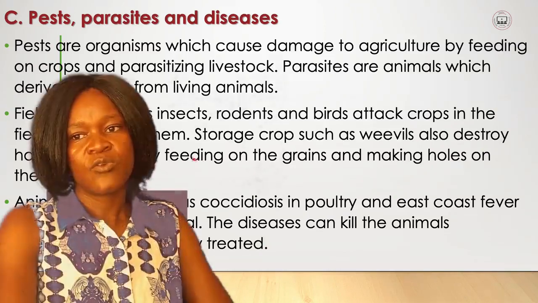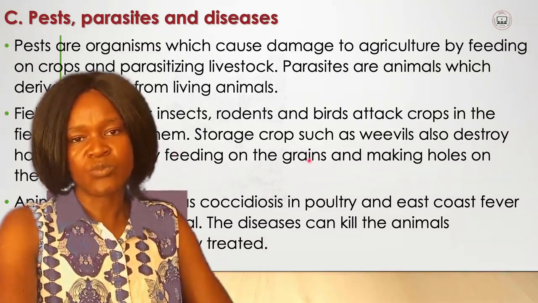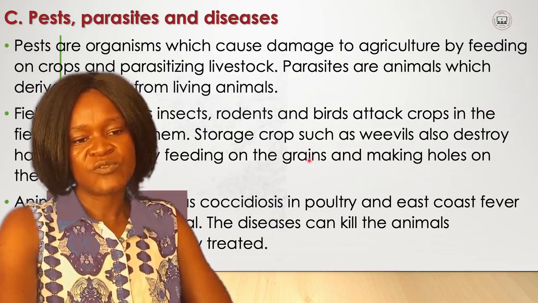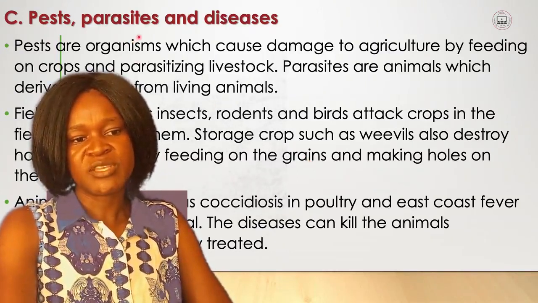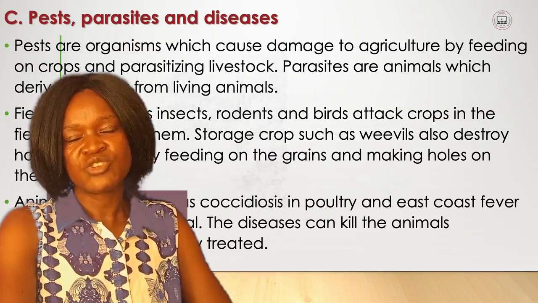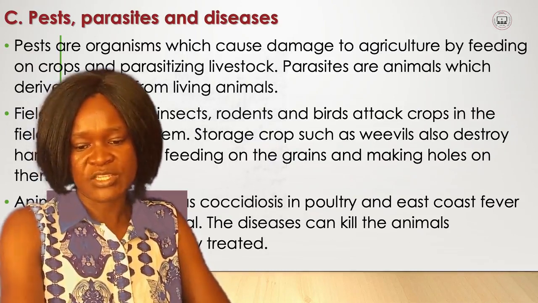So we're talking of pests, parasites, and diseases. All these cause harm to crops as well as livestock. Because of that, there will be low production. So most times the pests, parasites, and diseases will affect agricultural production in a negative way, just because they will lead to low productivity.